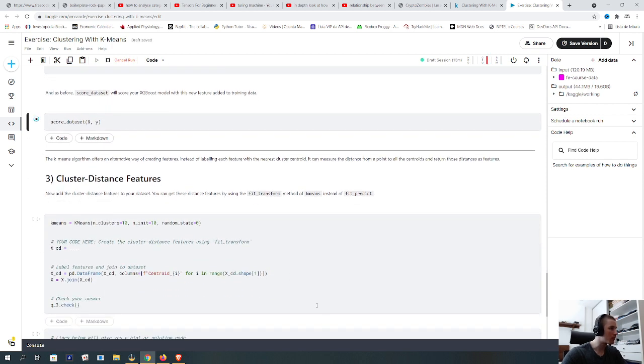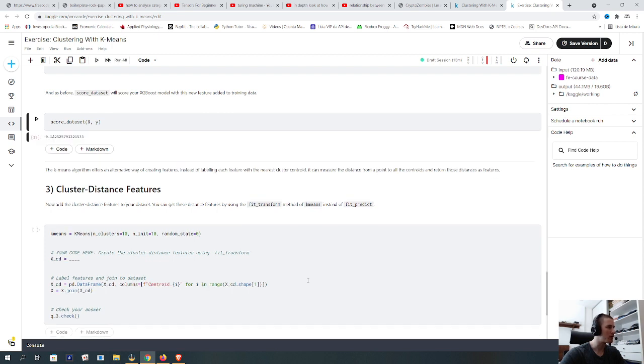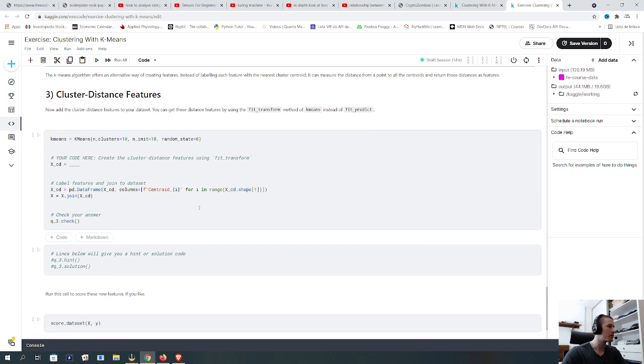The K-means algorithm offers an alternative way of creating features. Instead of labeling each feature with the nearest cluster centroid, you can measure the distance from a point to a centroid. Cluster distance feature. Now add the cluster distance feature to our dataset. Get these distance features by using the fit_transform method of K-means instead of fit_predict. Create the cluster distance feature using fit_transform. KMeans dot fit_transform.